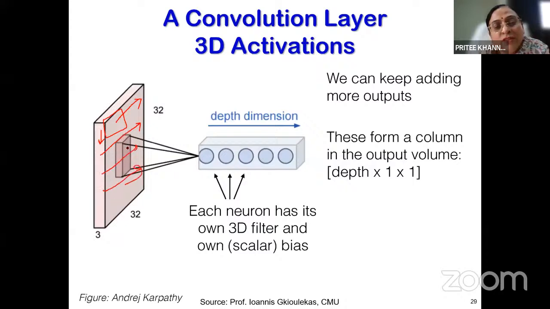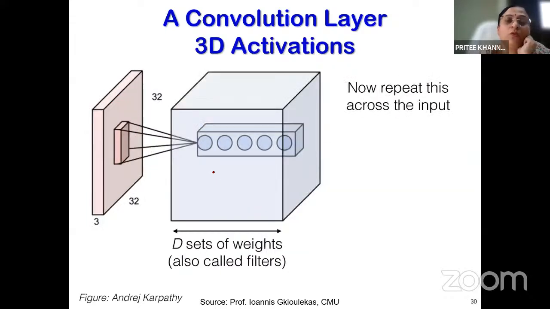So what we computed was the result for just one neighborhood. Let us say if your filter is 3 cross 3, this output is the result of those 9 pixels. But we need to slide it over the entire picture, and that is how we generate the full volume. By repeating this, we have D sets of weights, or filters, and each filter adds one layer to the output volume.